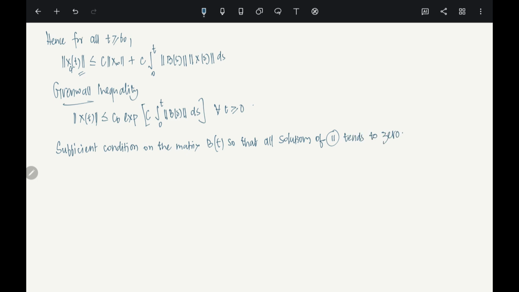So did you understand the question? See, the first thing was that we wanted to understand when all the solutions are bounded. Now we know that when all solutions of the homogeneous equation are bounded, then all solutions of the perturbed equation are bounded, provided that B is integrable. Okay, norm of B. Now the question is: when can we say that all solutions of this with matrix B of t tend to 0? Okay. So let me ask you this question. Maybe you can pause this video and think about this.